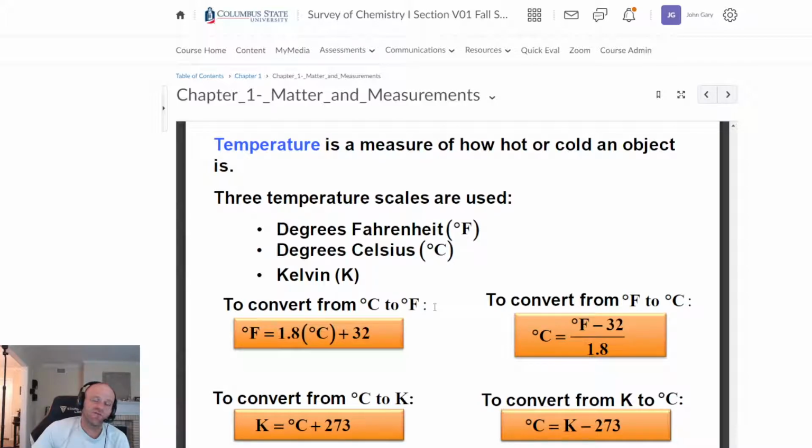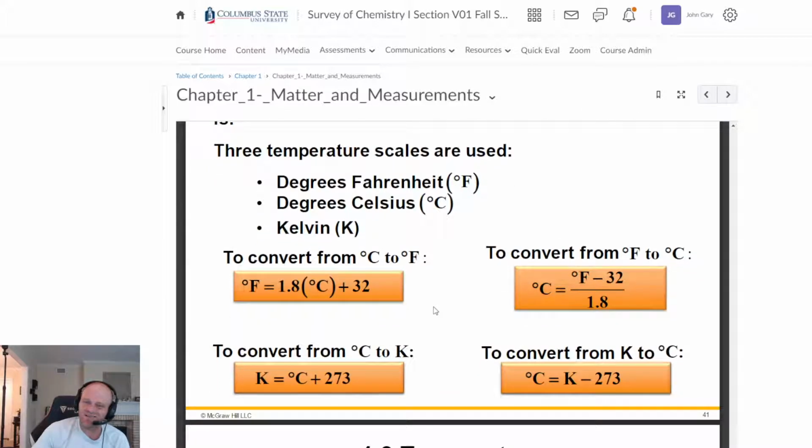Now, conversion for temperature is a little different. It's easy for Celsius to Kelvin because it's just plus or minus 273. But for Celsius to Fahrenheit, you're going to want to get some practice in. For Fahrenheit, you have to subtract 32, then divide by 1.8. For Celsius, you multiply by 1.8 first, then add 32. So you have to make sure you keep your order correct. If you do the order wrong, you will get the wrong answer. Okay, so this kind of goes back to order of operations.